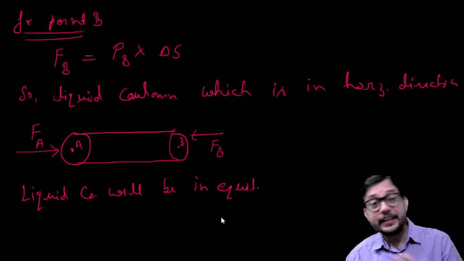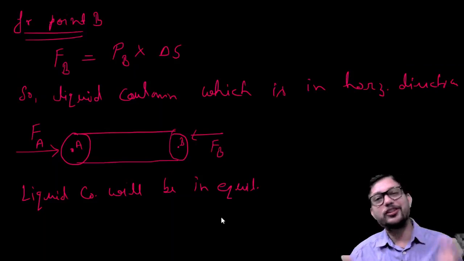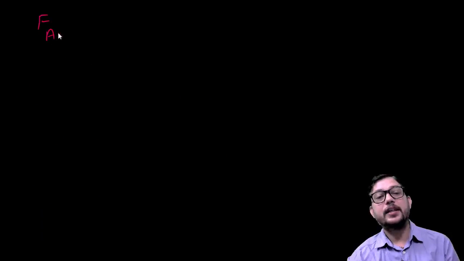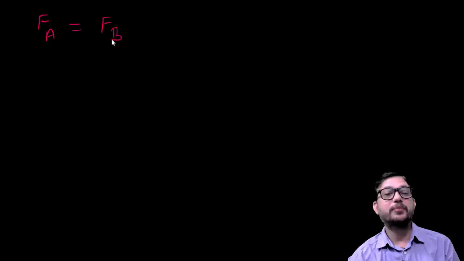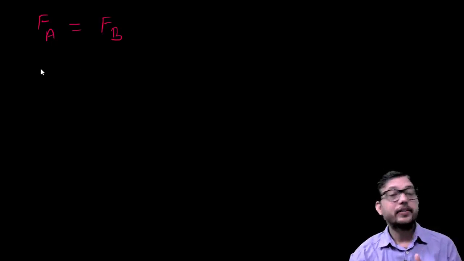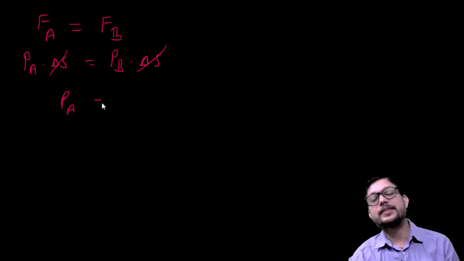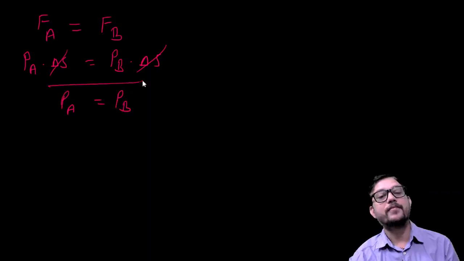So if it is in equilibrium, then what will happen? All the forces must be equal and balanced. So we can simply write down that FA must be equal to FB. What is the value of FA? That is PA times delta S. And what is the value of FB? That is PB times delta S. Delta S cancels out, and we get a final result that PA equals PB.